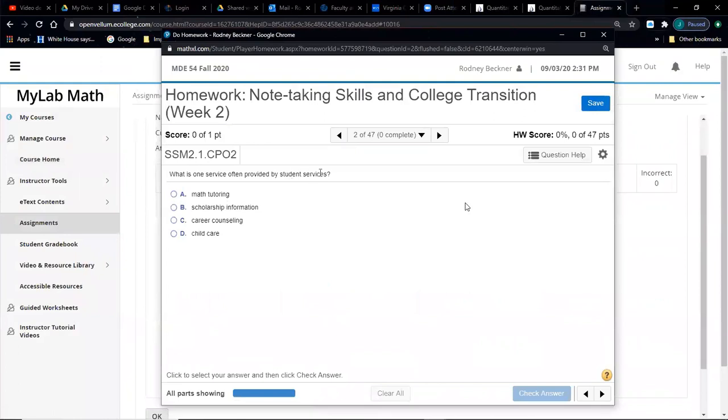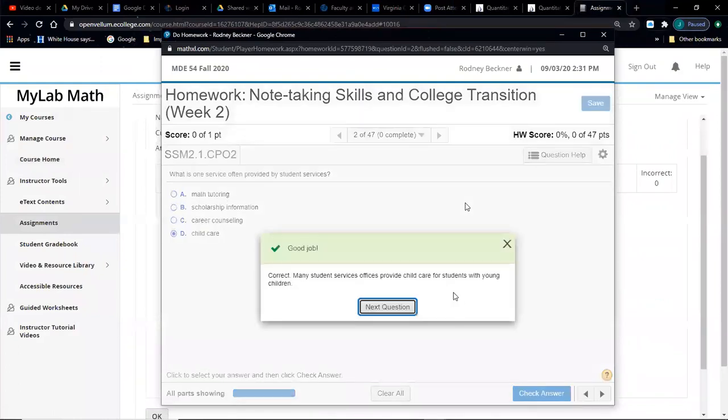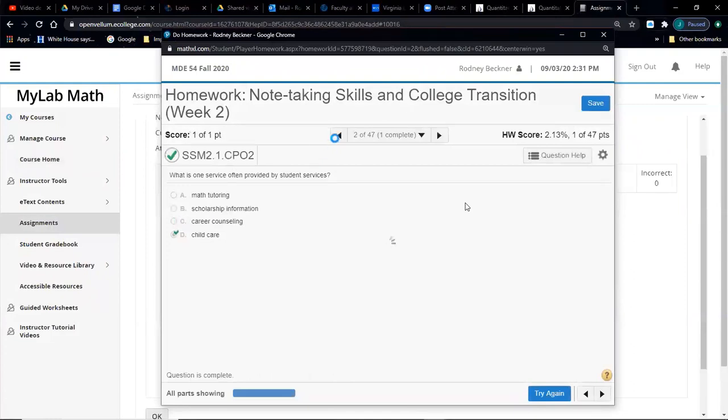What is one service provided by student services? Do they offer childcare? Oh, wow, many student services offer childcare. If you had tried to do... computer's locking up. I think that says it's about time to end class. Let's hold on for a second.